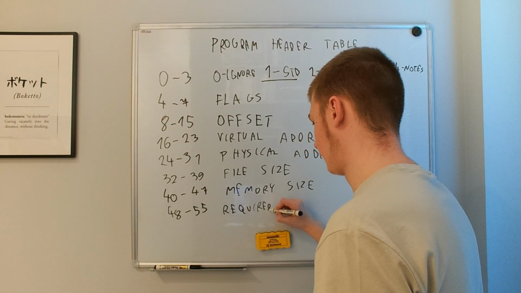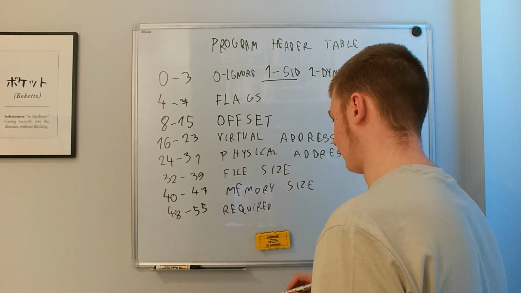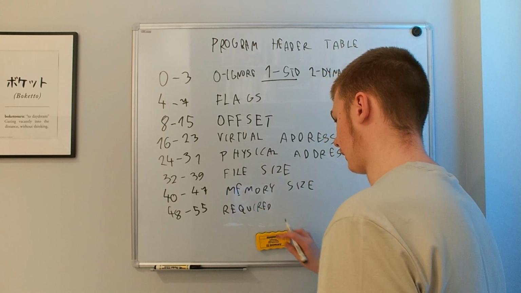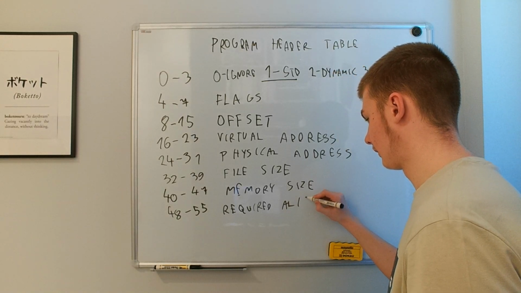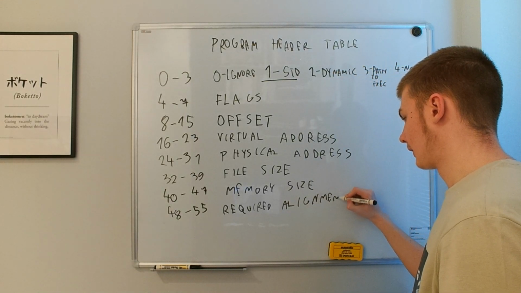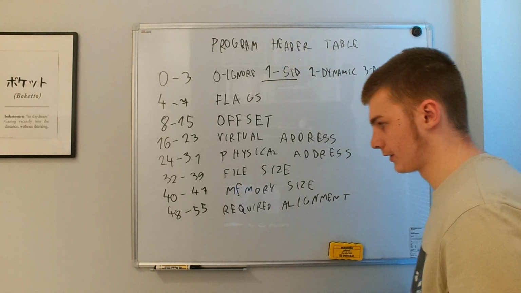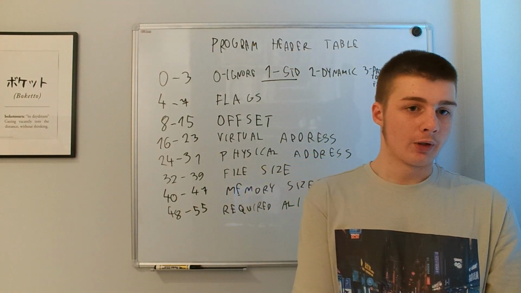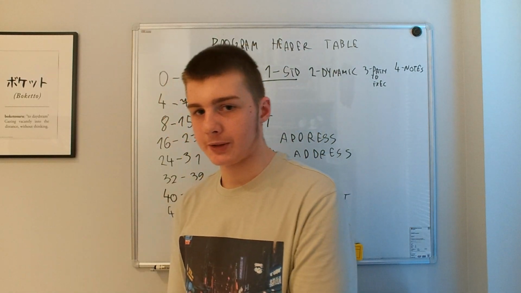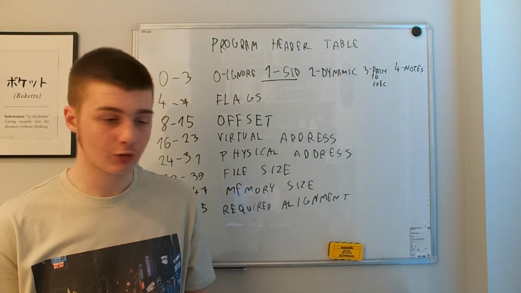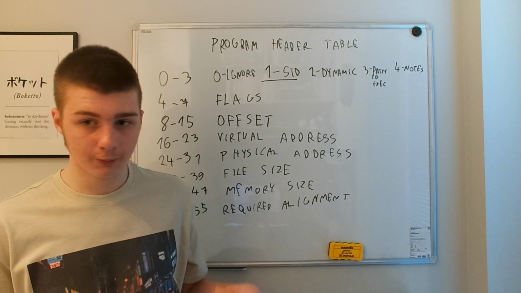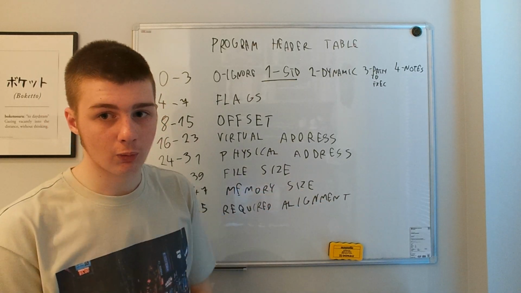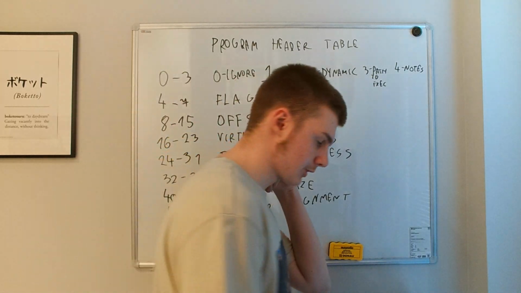Required. Yeah, required alignment. So that is because there are some alignments, like for example, some programs have to be page aligned and such. This will usually be a power of 2. This is a required alignment of this.